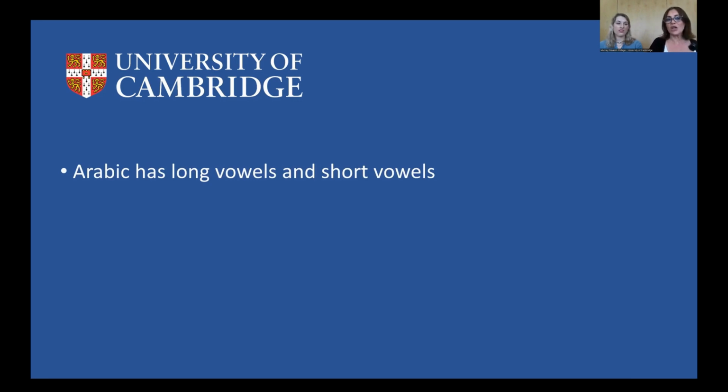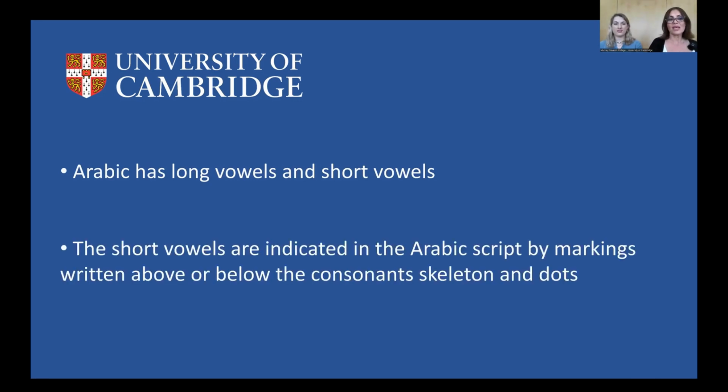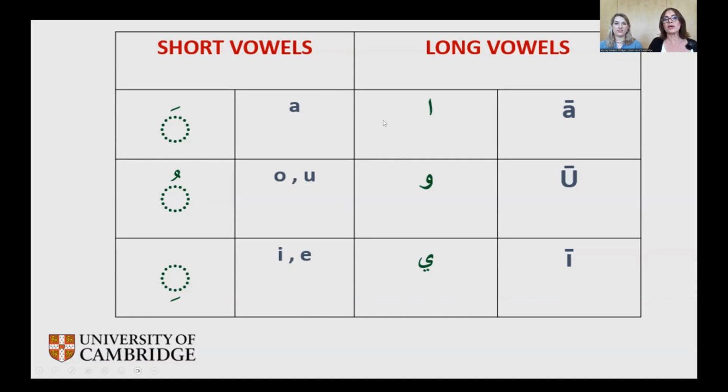Okay, Arabic has long vowels and short vowels. The short vowels are indicated in Arabic script by markings written above or below the consonant skeletons and dots. Remember when I said ahlan wa sahlan and I said the n is not there? It's actually two of those together that give you the n. But anyway, these are the accents. These are the vowels. We've got long vowels and we've got short vowels.